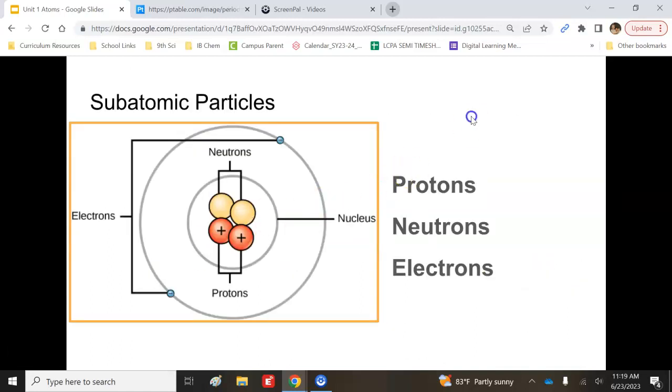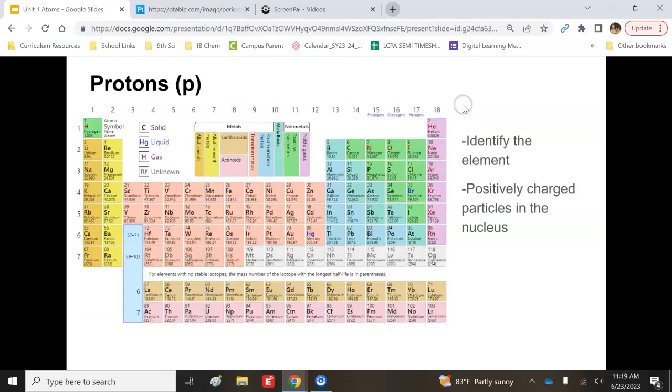Subatomic particles, these are our big points for this topic. We are going to look at protons, neutrons, and electrons in just a second using this basic structure of an atom. Protons we identify with a small p. They are used to identify the element. I will say that 300 times. Protons are what identify the element.